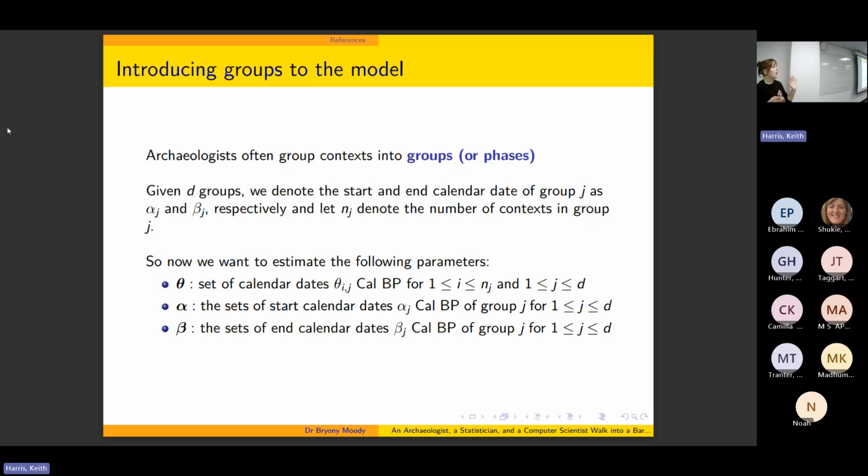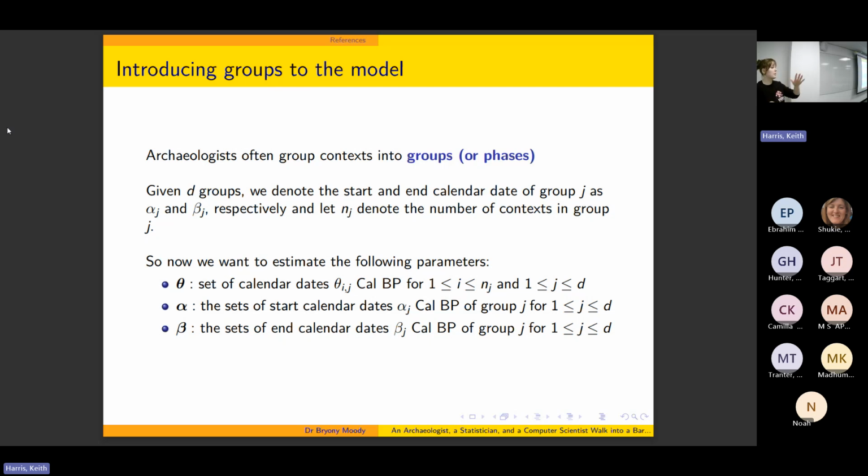So we denote the start and the end of these groups as alpha and beta. Each individual group j would have a start date alpha j and an end date beta j. And then each of the individual groups will have nj contexts within that group. You can have lots of different relationships between these groups as well. We can say that they are abutting each other, so directly after each other. We could say that there's a gap between these two groups.